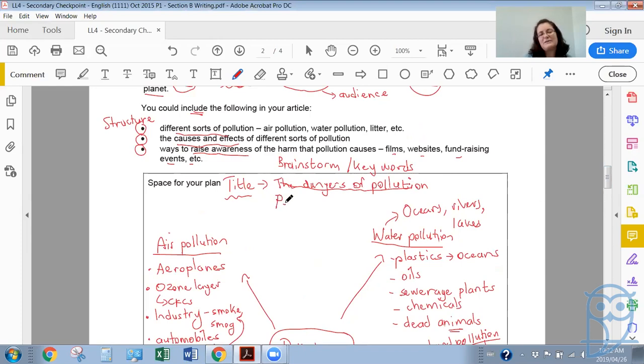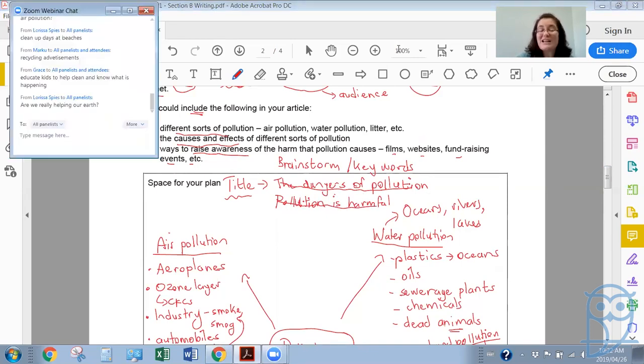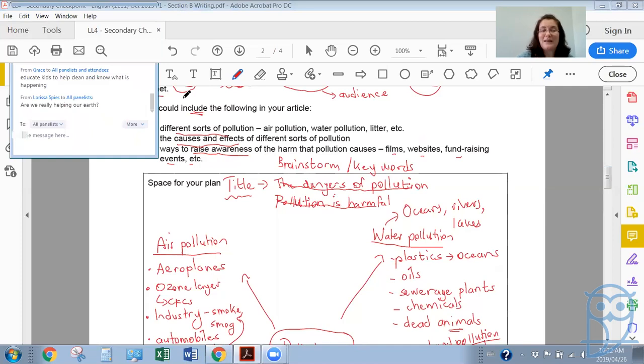Then I had Pollution is harmful. But it's also just a little bit boring. Pollution is harmful. Yes, we know. All right, so cross that one out. You don't want to spend too much time on it, but eventually, here's a nice suggestion.